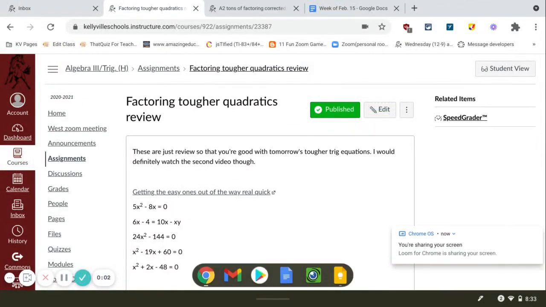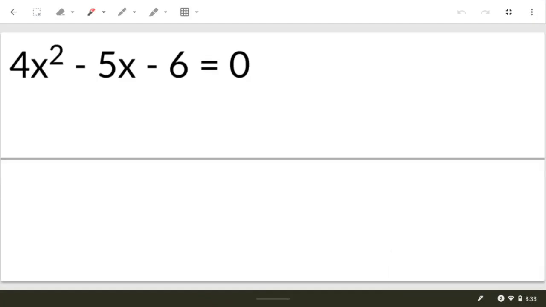All right, so step one here: is there a greatest common factor to divide out? 4, 5, and 6? No, there's not. All right, so we can jump straight into it.